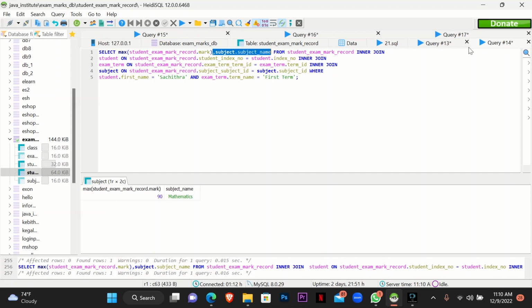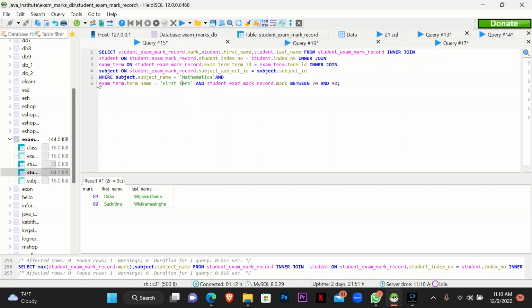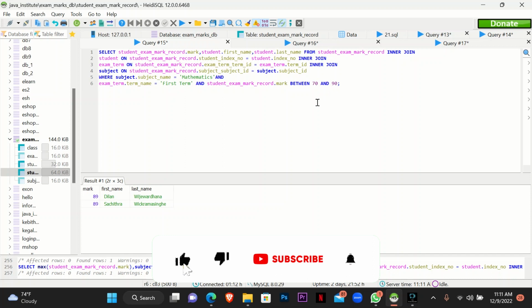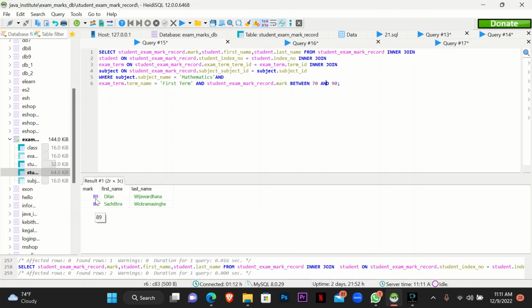Therefore, when writing that query, again we have to use the select function here. Here I have again inner joined all the tables together. Then in my condition I have checked whether the subject name is mathematics and the term name is first term, and I have checked whether the column mark in the student exam mark record is between 70 and 90. Here I have used the between phrase to get a range between two values. So when I execute the query, here you can get two results. Here you can see the mark is less than 90 and greater than 70.